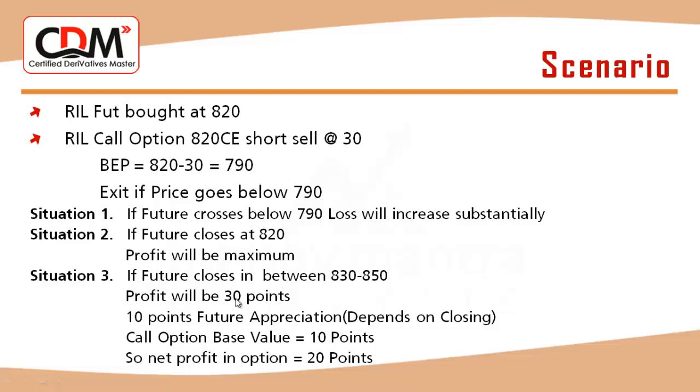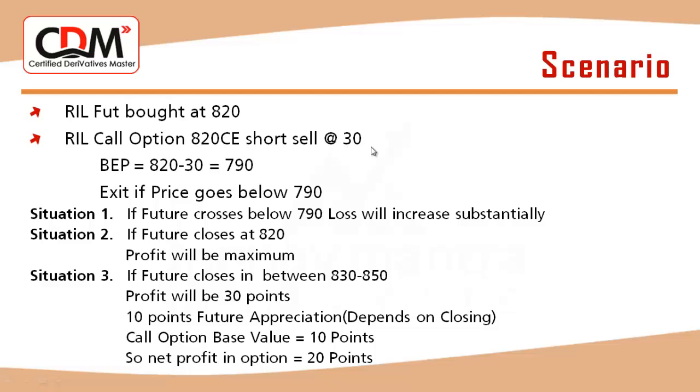Now in the third situation, if the future closes between 830 to 850, the profit will be 30 points. Suppose the market closes at above 830. So what we are going to gain here in this strategy is a profit of 30: 10 points in future appreciation, because we bought the Reliance future at 820, and if it closes at 830, 10 points would be into our account.